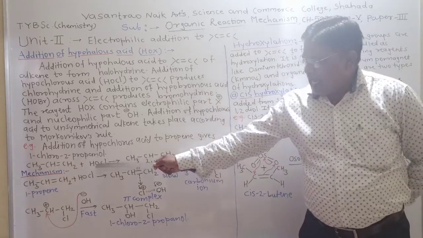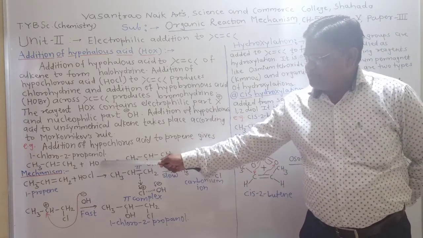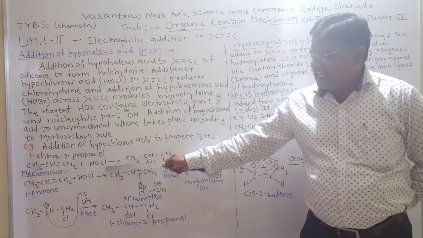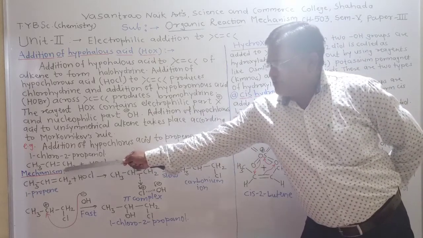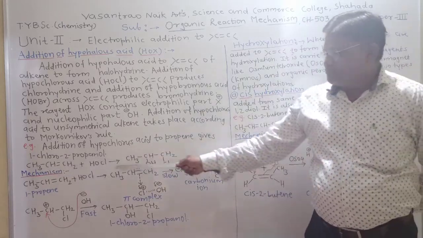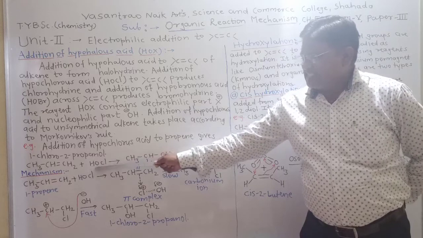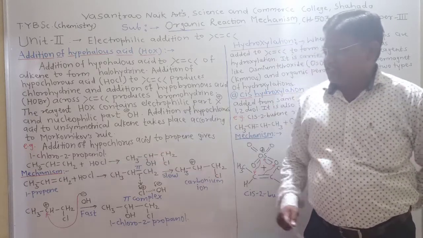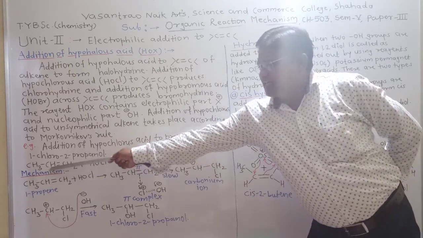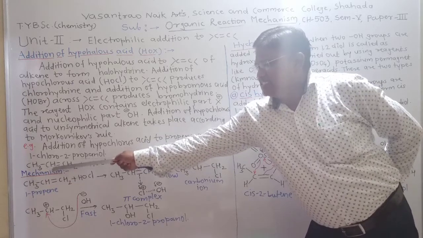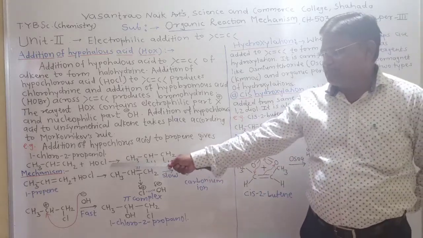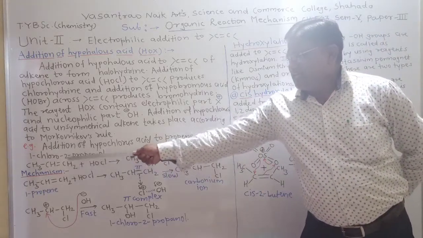Now in case of hypochlorous acid, the Cl atom acts as electrophile. It carries positive charge, so it attaches to that double bonded carbon atom which contains more number of hydrogen atoms. And OH minus acts as nucleophile. It carries negative charge, so this negative part of the reagent attaches to that double bonded carbon atom which contains less number of hydrogen. In such a way, addition of hypochlorous acid takes place on this unsymmetrical alkene.